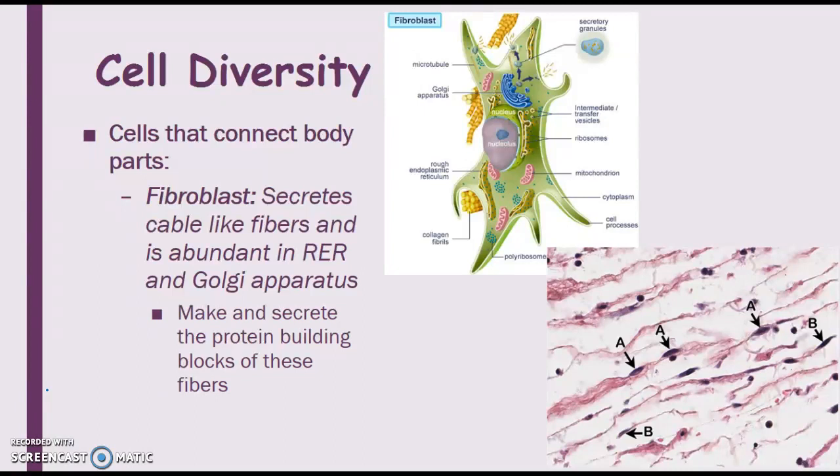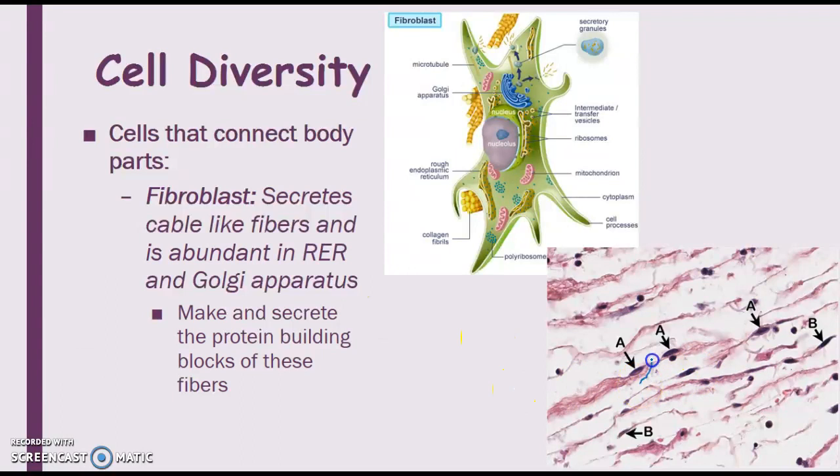These guys make a lot and a lot of proteins. So they have to have a lot of rough endoplasmic reticulum and Golgi apparatuses in them, because remember, rough endoplasmic reticulum has ribosomes on it, which help make the proteins, and then the Golgi modifies it. Because your connective tissue is made of proteins, it has these fibroblasts embedded throughout it.